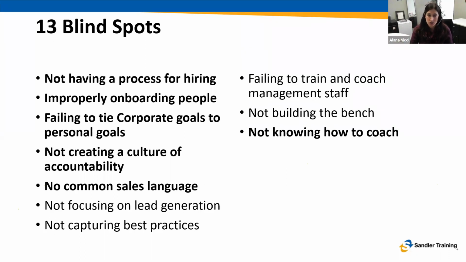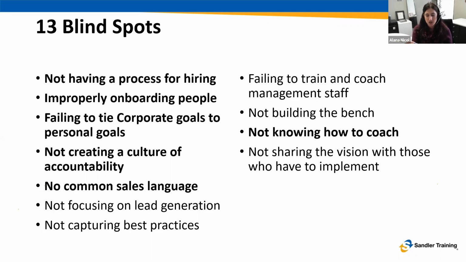Not knowing how to coach. This one we will be talking about in depth because in my opinion, this is probably one of the biggest lacking skills that leaders have. It has to be developed and it isn't for most people. So we're going to talk about that.